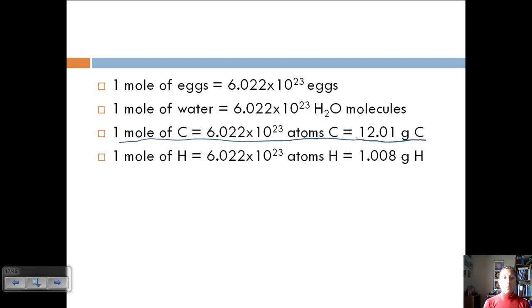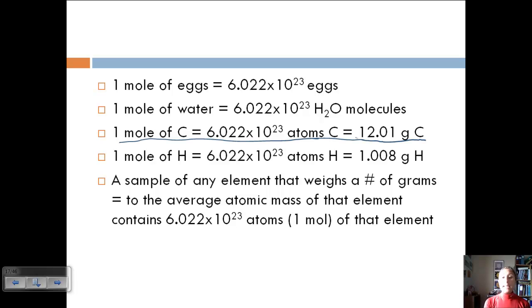If we look at hydrogen, for 1 mole of hydrogen, we have 6.022 times 10 to the 23rd atoms of hydrogen. And again, if you use the periodic table, that is equal to its atomic mass, which is 1.008 grams of hydrogen. So if you have a sample of any element that weighs a number of grams equal to the average atomic mass of that element, it's going to contain 6.022 times 10 to the 23rd atoms, or 1 mole of that element. So atomic mass equals Avogadro's number, which equals 1 mole.